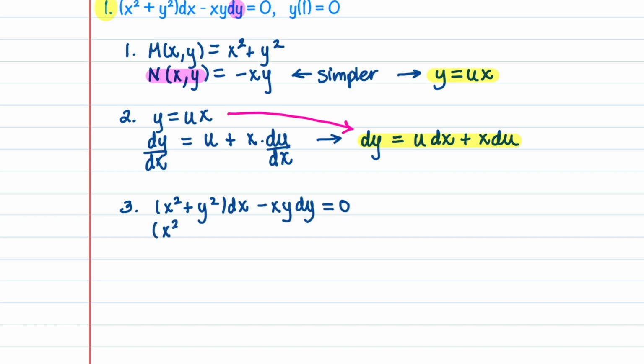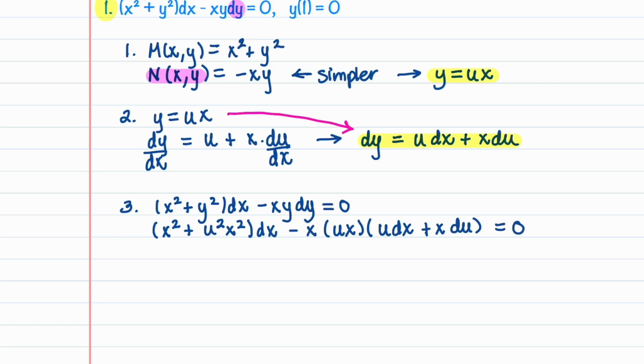This gives us x squared plus y squared. Y squared is u squared x squared dx minus x times y, which is ux, and then we have our dy, u dx plus x du, and that's equal to 0. Let's go ahead and simplify this and group all of our dx's together and all of the du's together. This first term we won't change at all. But this next term we're going to multiply out because it has a dx and a du in it.